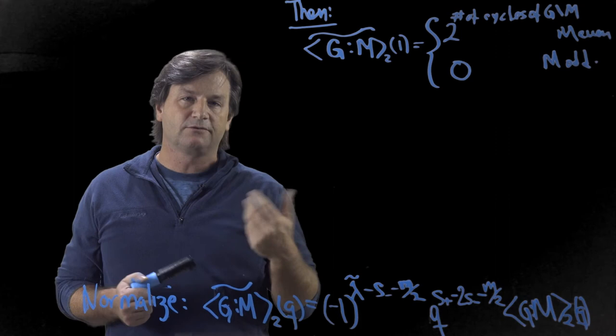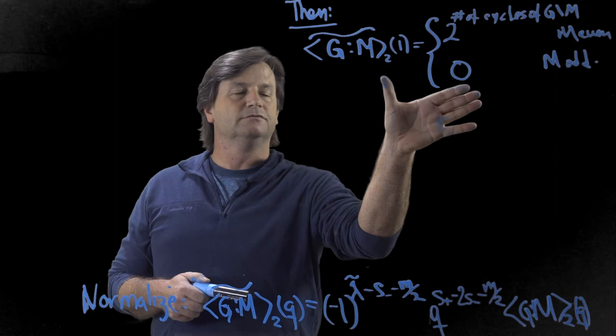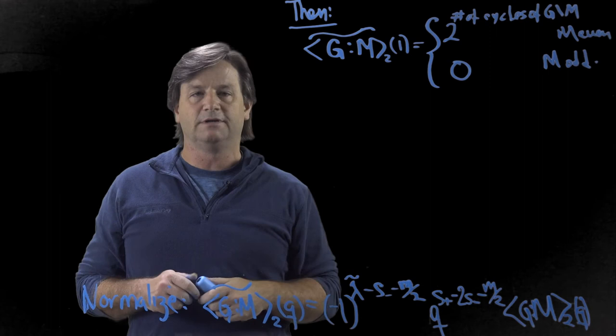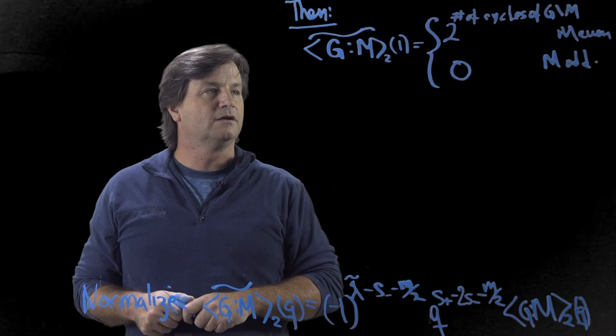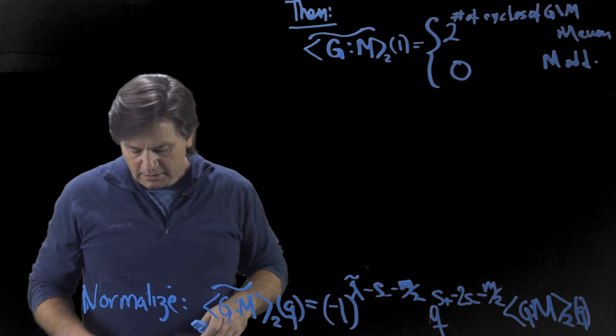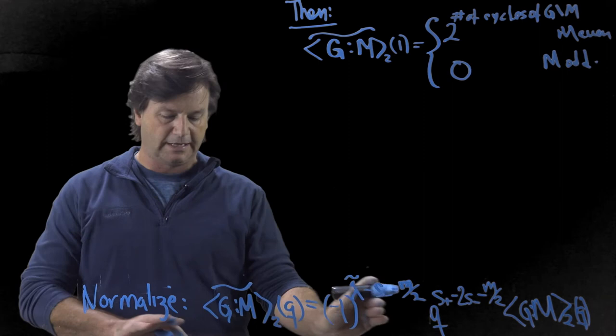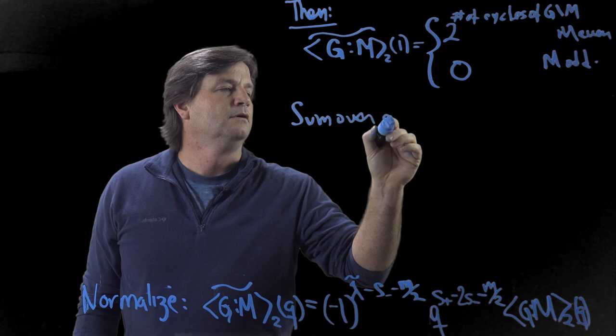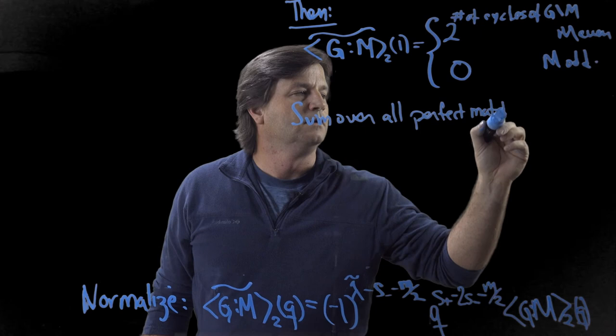And just like in the unoriented virtual link theory, where you get 0 in the case that the virtual link has an odd number of components, if you have an odd number of odd length cycles in G minus M, then it'll zero out the two-factor polynomial. So why would you like that? Because of this following theorem. So that's using this normalization. So if you sum over all the perfect matchings, and what do I mean by that?